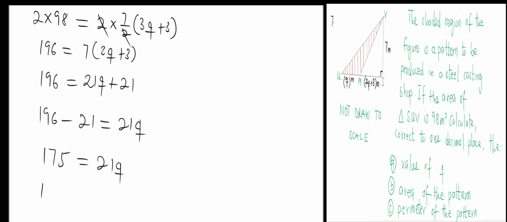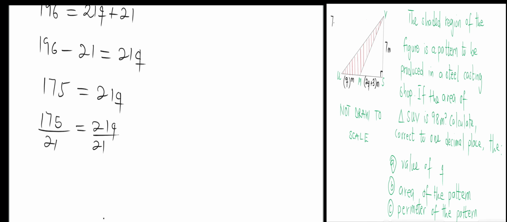We can now divide through by the coefficient of Q, which is 21, so that we can make Q the subject. So we have 21Q also divided by 21. Let us divide and see: 175 divided by 21 will give us 25 divided by 3, and that will be the value of Q.